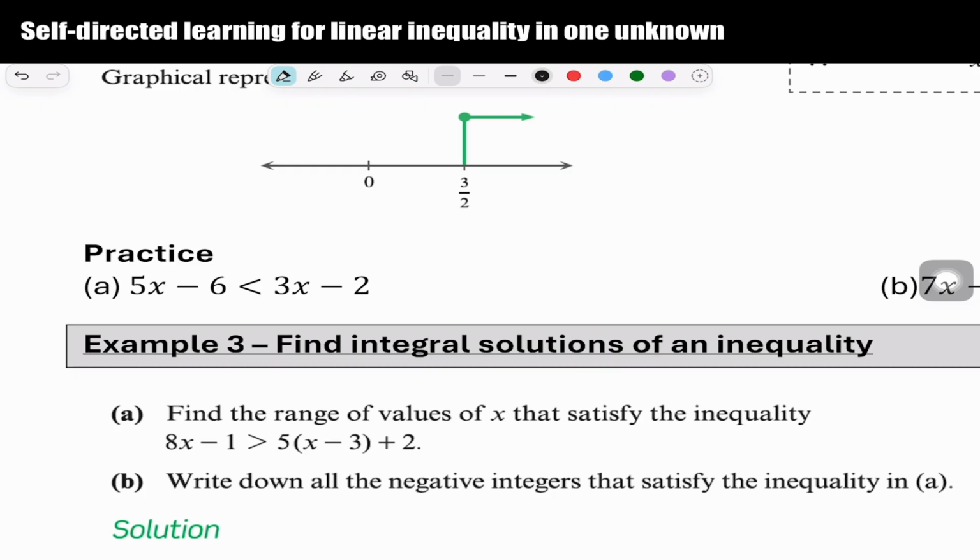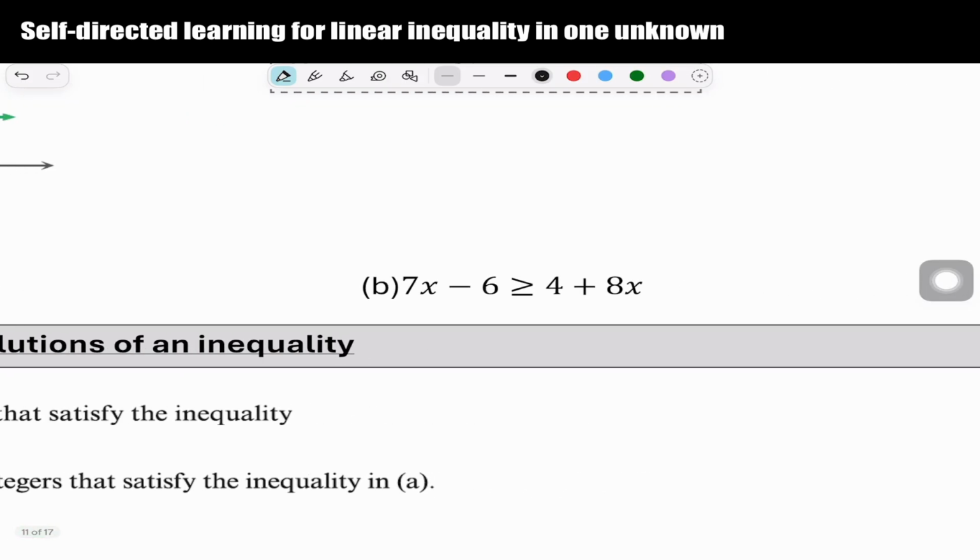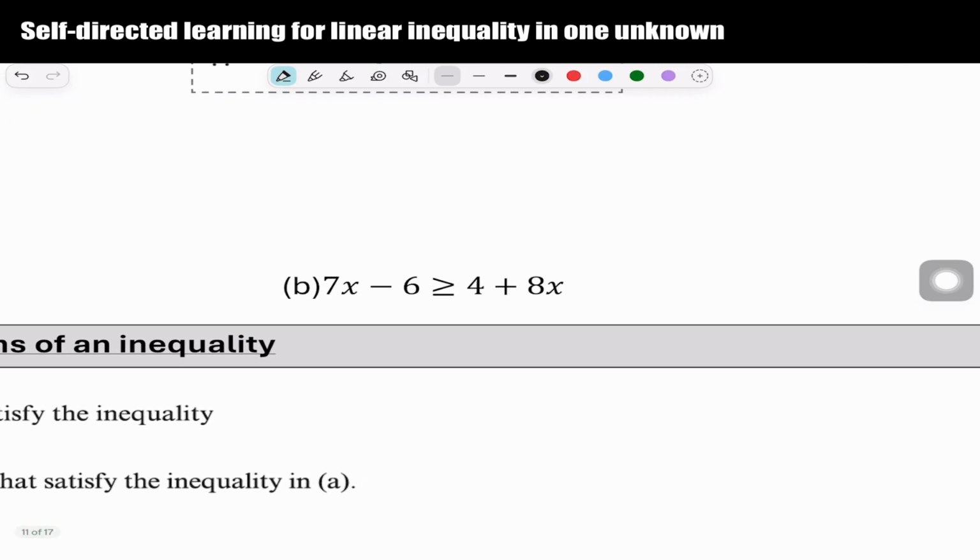So you got 2x less than 4, x is less than 2. You can combine the like terms. In this one right here, you got -x greater than or equals to 10, and so x is less than or equals to -10. So for the solution you have -10 here and 0 here, and it is solid, pointing to the left.